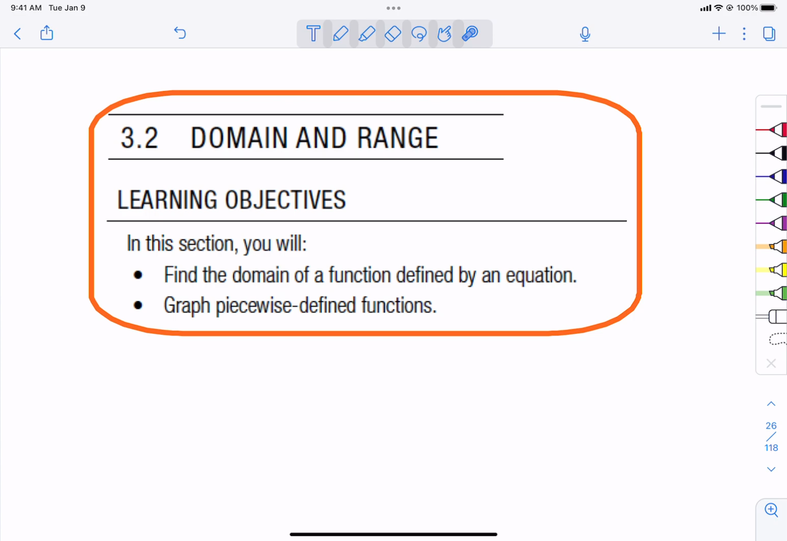So in 3.2, we are going to talk about domain and range. Domain and range is a concept that you probably started in your Algebra 2 class, but you didn't do it as extensively as we're going to do it now. Usually in your Algebra 2 course, you might have talked about domain a little bit more than range. We're going to focus on both to prepare you for any higher level maths you might take.